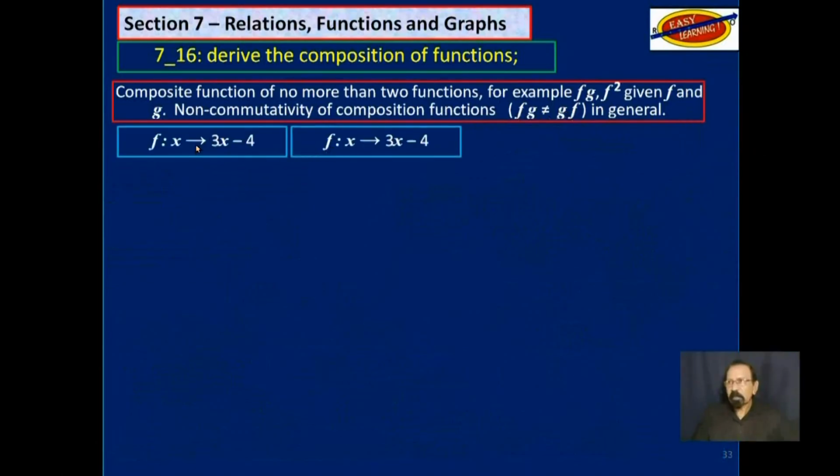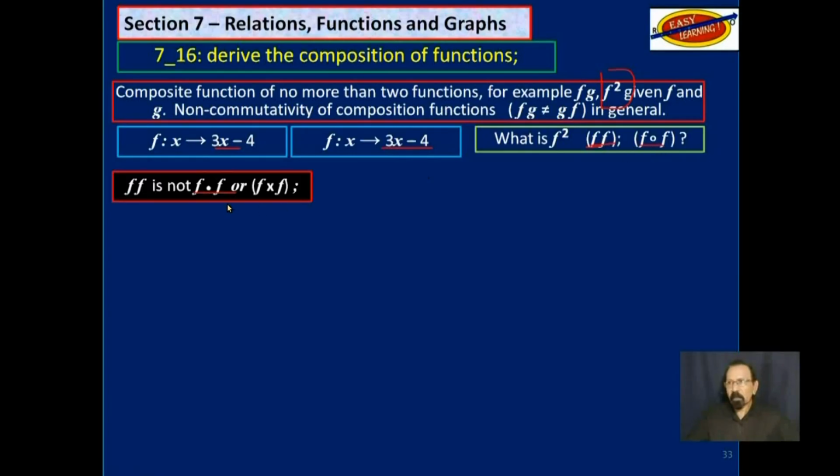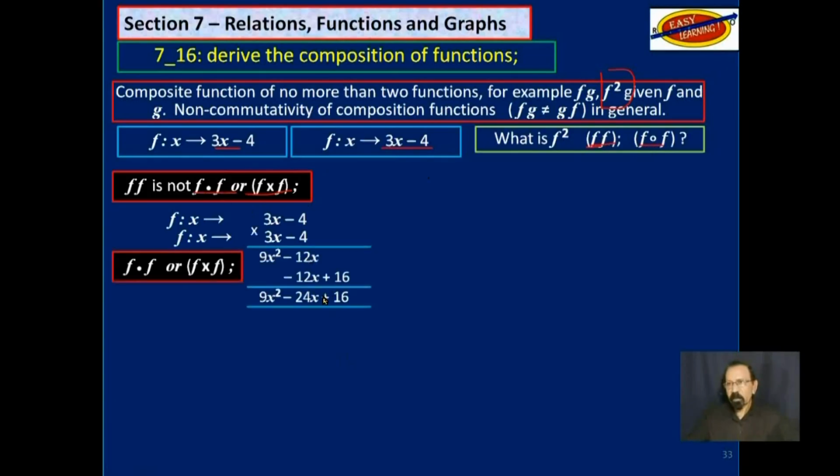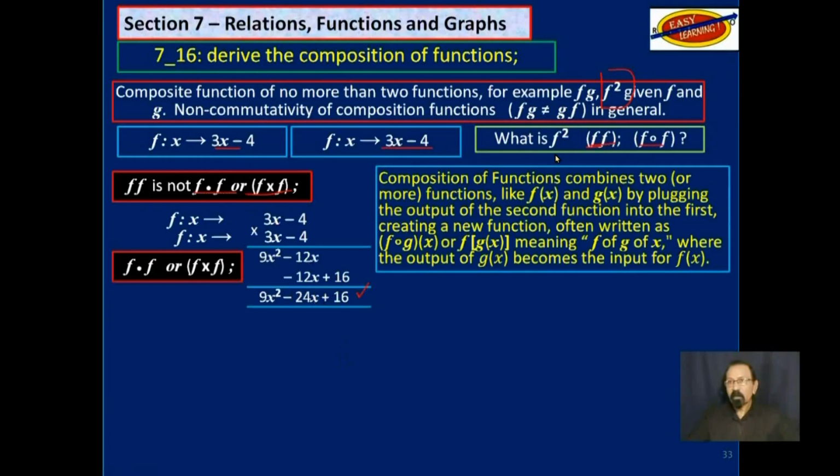Now let's look at this one. 3x minus 4 and 3x minus 4. Now this is the case where we are going to find f squared. We are going to use one f as the input to the other f. Written like that, almost like a musical sign, f of f. Remember, it is not f multiplied by f. If we multiply those two, we get this. It is not that. So by now you know what this is all about.